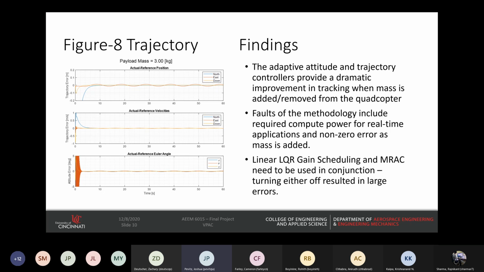And lastly, the LQR gain scheduling and the MRAC need to be used in conjunction. One without the other did not produce good results. And I think that's it. Are there any questions?